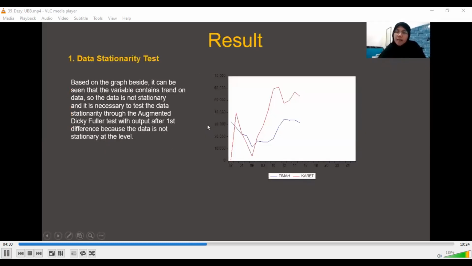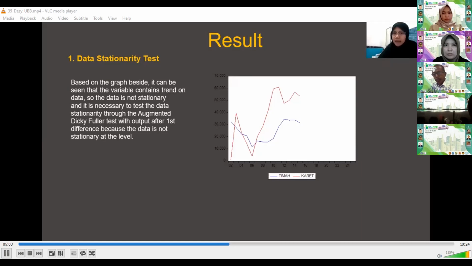Okay, this is the result. The first is the data stationarity test by the ADF, or augmented Dickey-Fuller test. The red line is the rubber production in Bangka Belitung Island. The blue line is the tin production. Okay, we can see this data is not stationary, but has a trend. So we take the first difference because data is not stationary at the level.